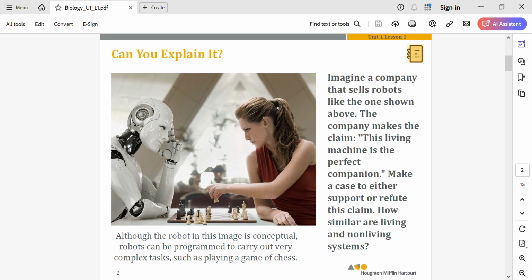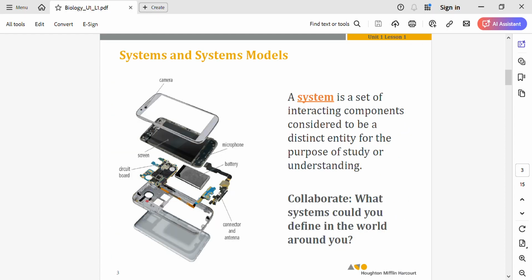Sometimes we make some changes. Just like in this robot, we install some programs and it can carry out some complex tasks to interact with a living system. So what is a system? A system is a set of interacting components considered to be a distinct entity for the purpose of study or understanding.